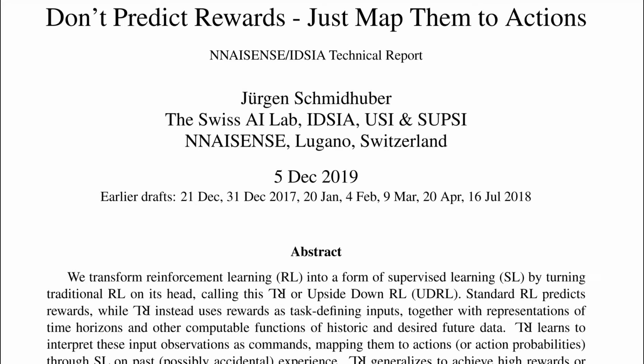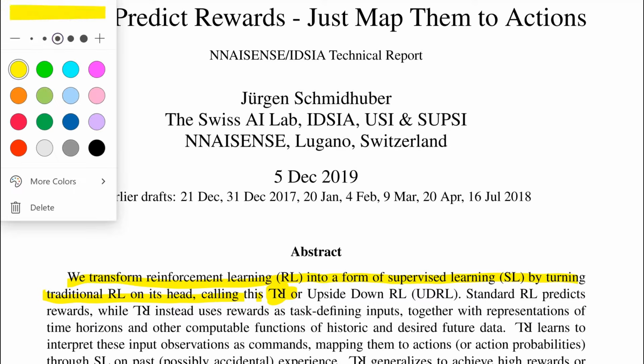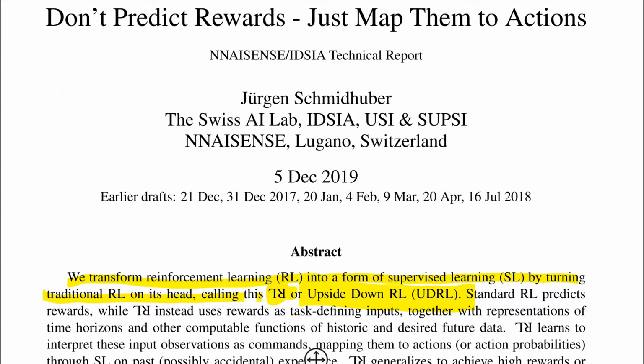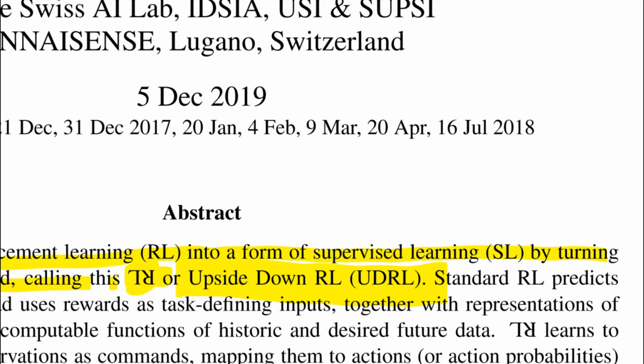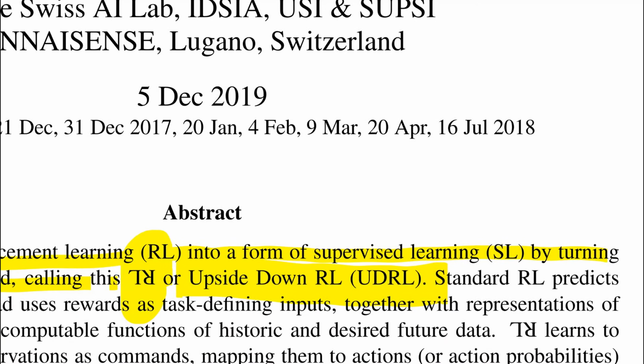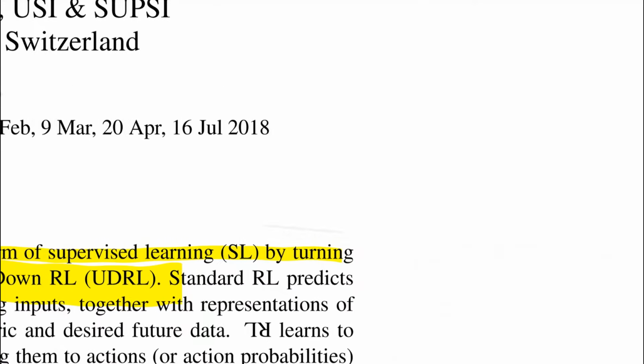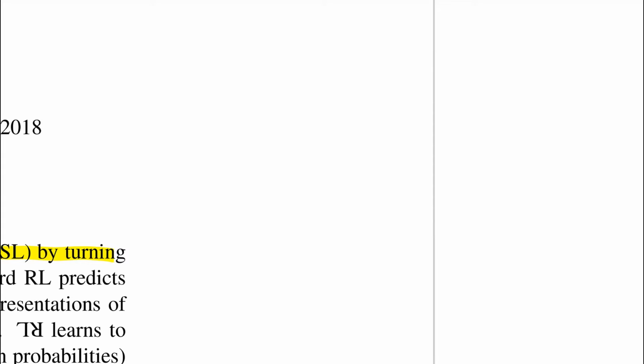So, it says we transform reinforcement learning into a form of supervised learning by turning traditional RL on its head, calling this RL. LAR. What are we gonna call this? We'll just call it LAR. Upside down reinforcement learning. And so this is upside down. I mean, what is this? Never mind. Okay, let's just check out how it works. So I'm going to give a brief overview before we go into this paper.